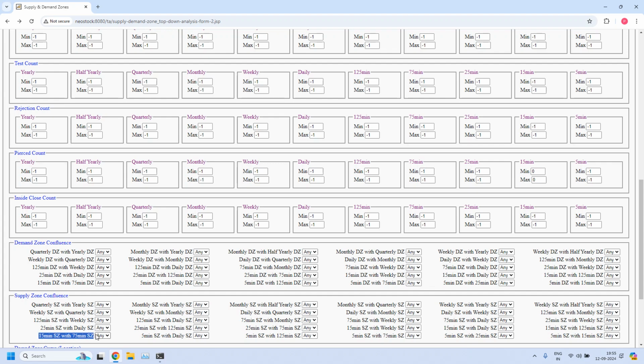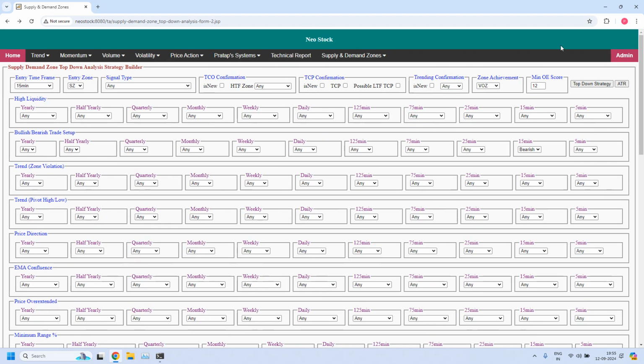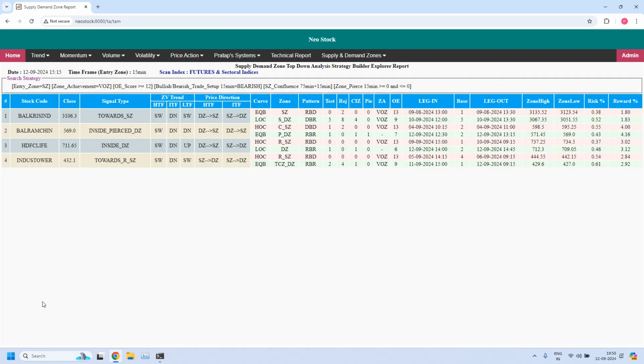So 15 minutes supply zone with 75 minutes supply zone, I enabled the filter. Let's verify. So these 4 stocks are having ITF confluence. That means all the 15-minute supply zones are part of the 75-minute supply zones. Let's verify that because 75-minute trend is a downtrend.